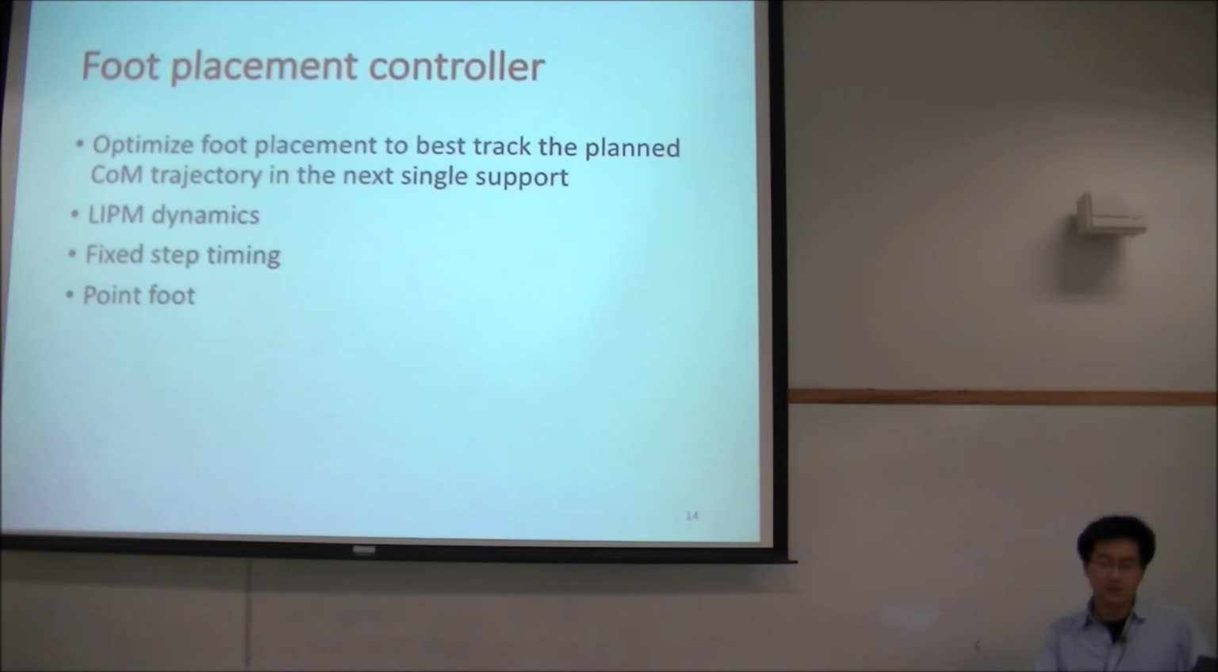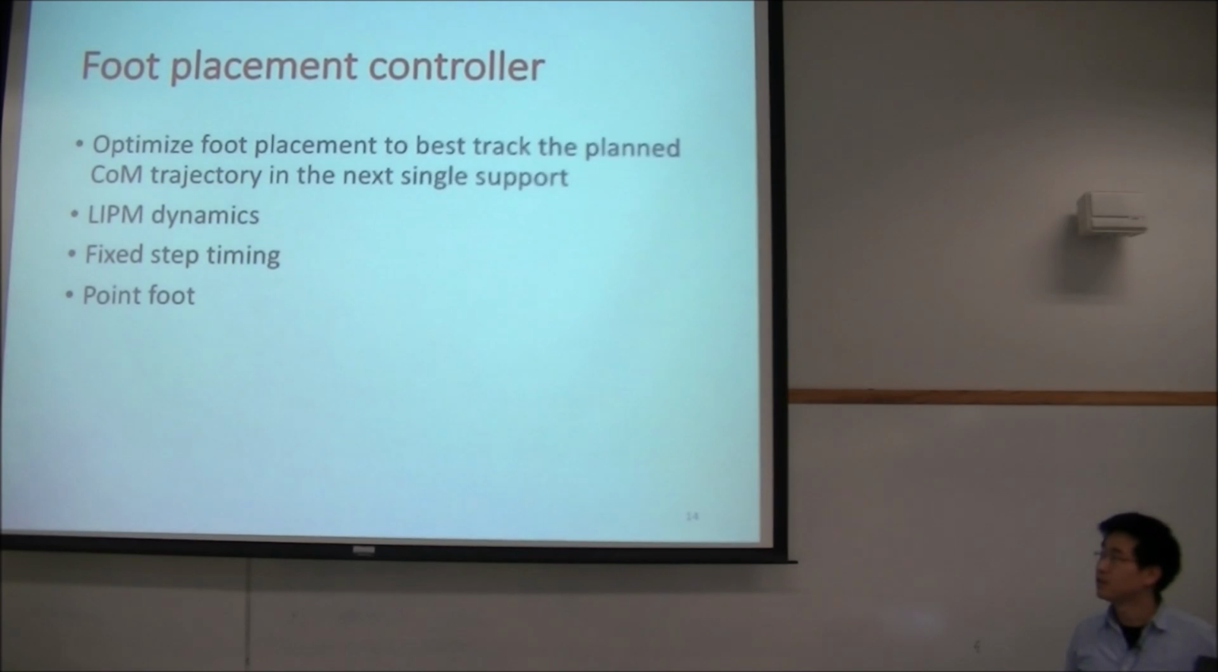But in order to make this run as fast as possible, I have to make a couple of assumptions and fall back from the nonlinear dynamics. In this case, I'm using the linear inverted pendulum model for the dynamics. It is a linear model, and together with a fixed step timing assumption, all the future evolutions of the center of mass state are linear with respect to the center of pressure. So that makes the optimization a convex problem and it can be solved very fast.